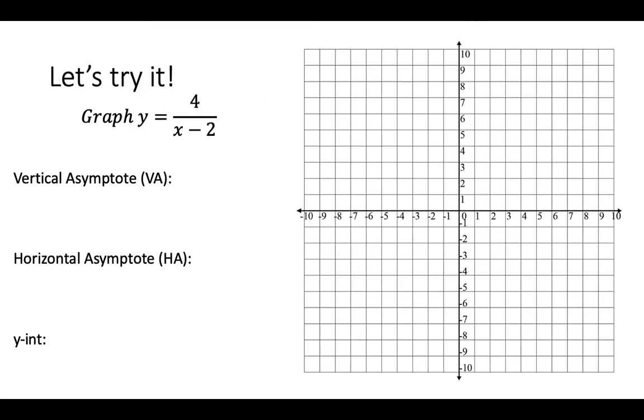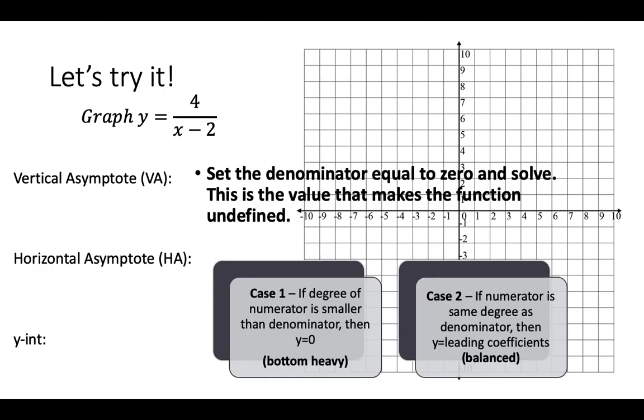Okay, so here's some of the problems that you need to do. These aren't completed. There's some examples online, but hopefully this video will help you get started. Remember to use these cases for the horizontal asymptotes, and for the vertical asymptote, follow the method that's listed there by setting the denominator equal to 0 and solving, and that's the value that makes the function undefined.